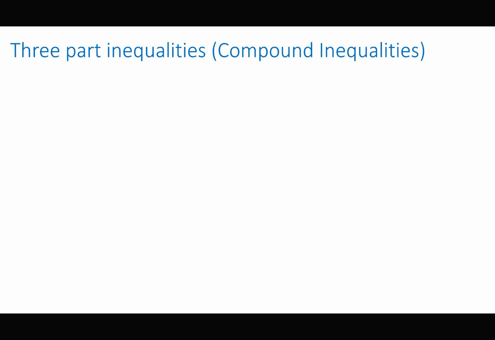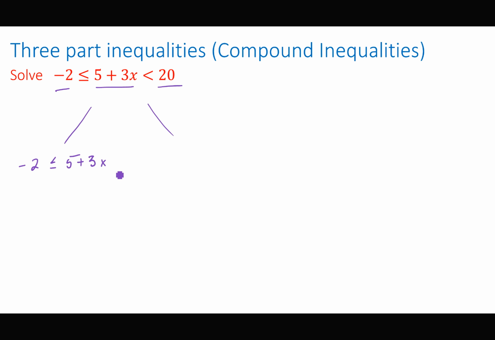Okay, last slide. Three-part inequalities, and these are compound inequalities, meaning that there are three parts to it: 1, 2, 3 parts. To solve compound inequalities, you want to break these up into two separate ones. So I would say -2 is less than or equal to 5 plus 3x, and I'd solve that. But then also 5 plus 3x has to be less than 20. So that creates my two inequalities that I need to solve.